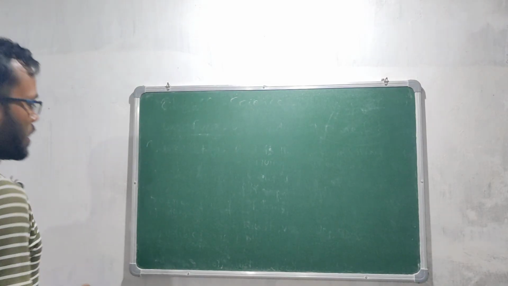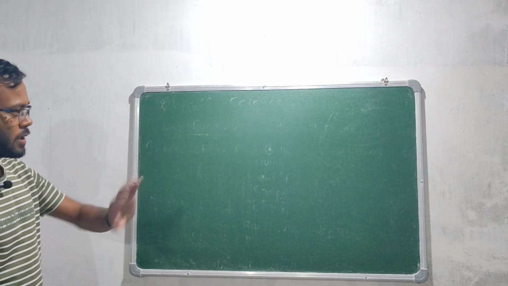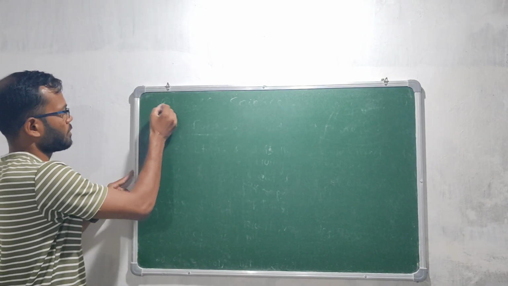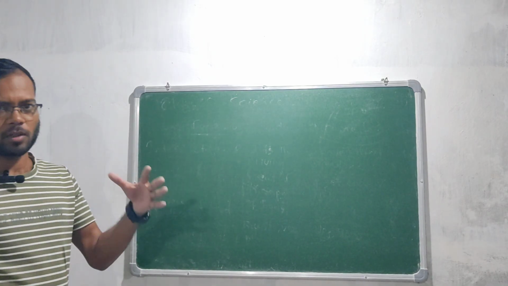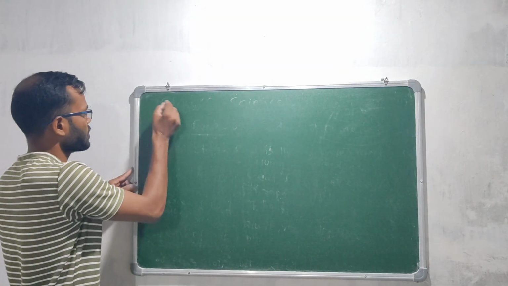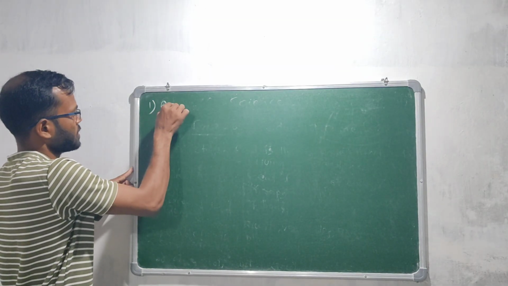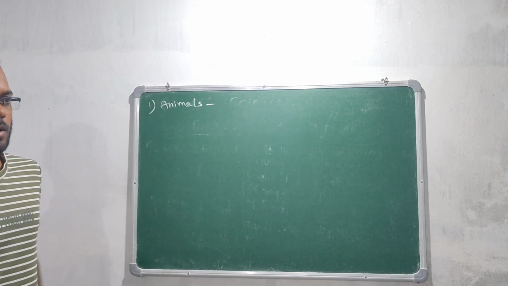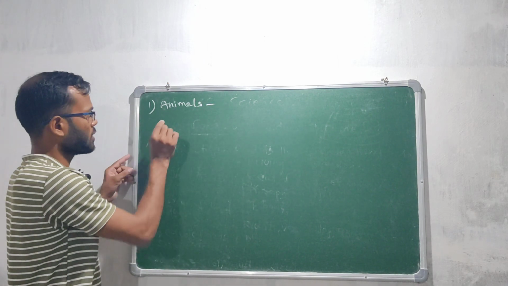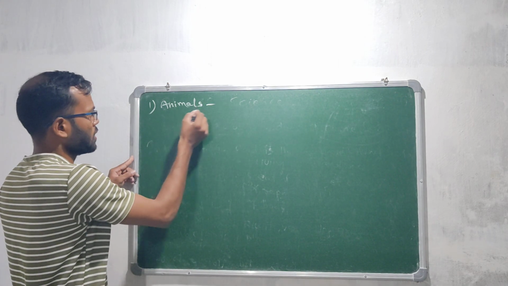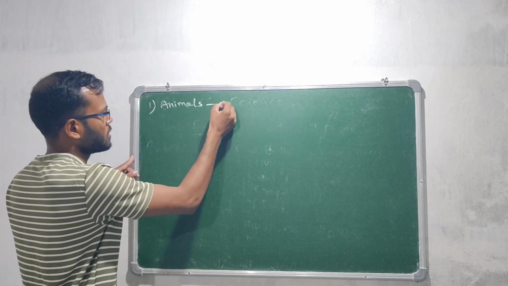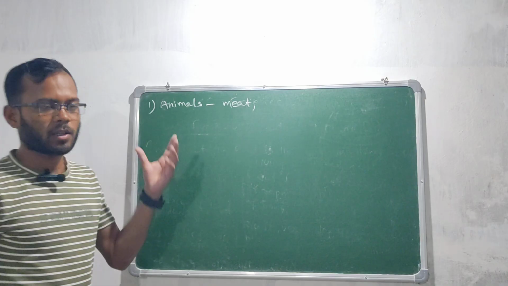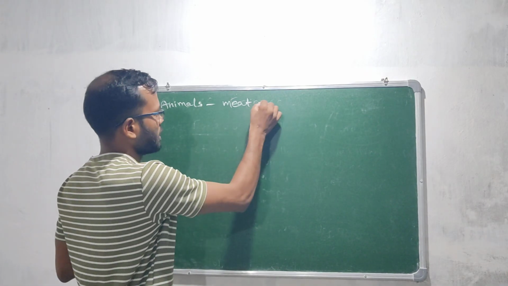So let's continue guys. I have already erased the board. The next thing is food. Food we also get from the animal. Food sources from animals. Animals also give us food. What are the food that we get from the animals? Okay. So like the meat. What are the meat that we eat, like the chicken, mutton, and egg?